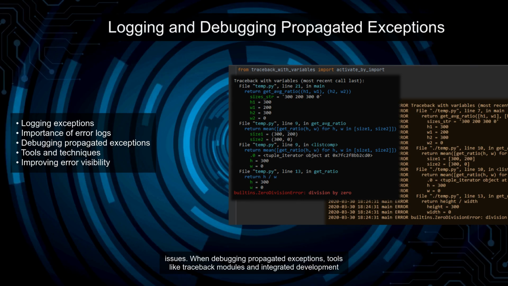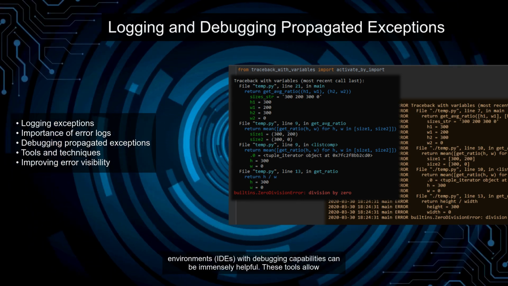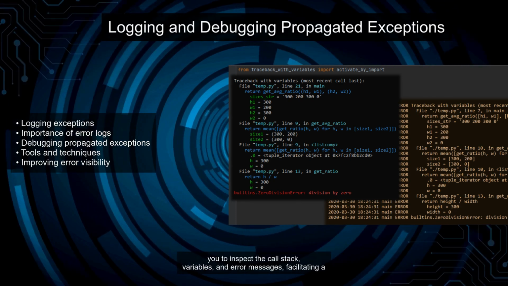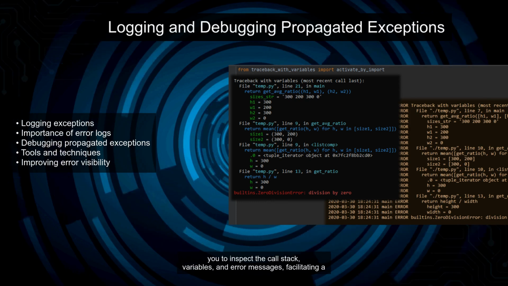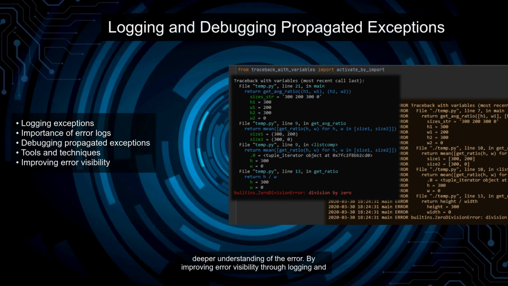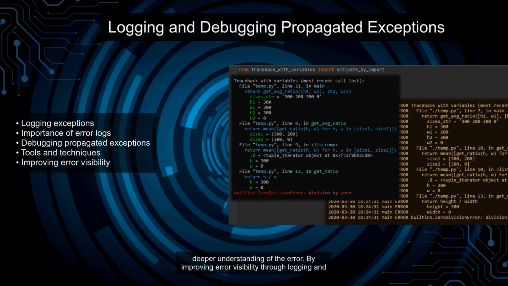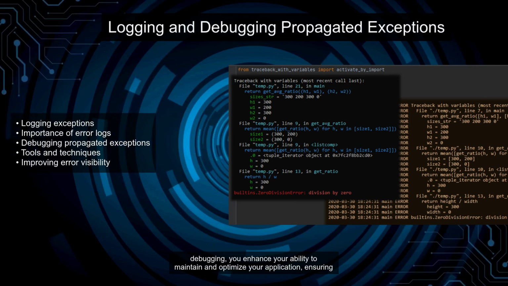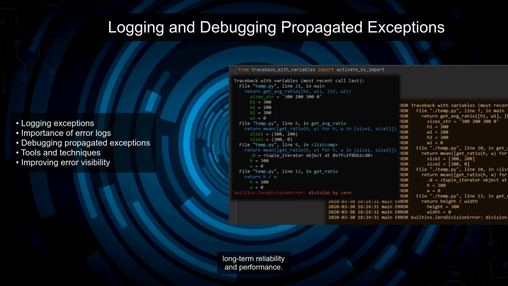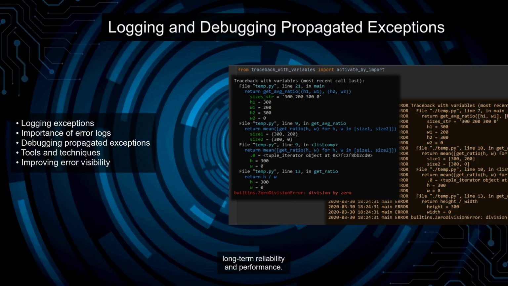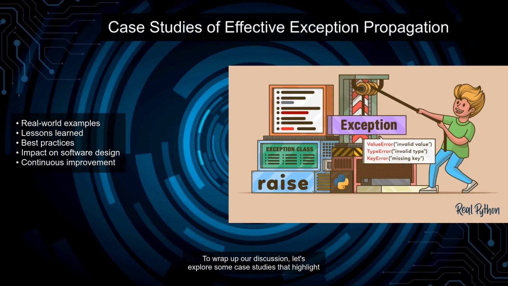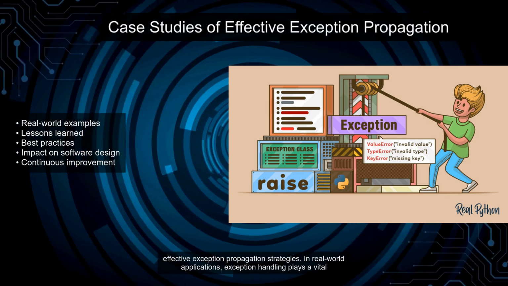When debugging propagated exceptions, tools like traceback modules and integrated development environments, IDEs, with debugging capabilities can be immensely helpful. These tools allow you to inspect the call stack, variables, and error messages, facilitating a deeper understanding of the error. By improving error visibility through logging and debugging, you enhance your ability to maintain and optimize your application, ensuring long-term reliability and performance. To wrap up our discussion, let's explore some case studies that highlight effective exception propagation strategies.